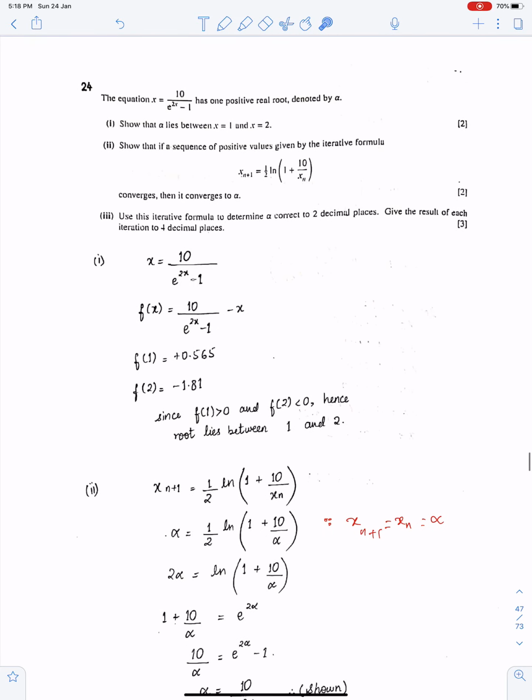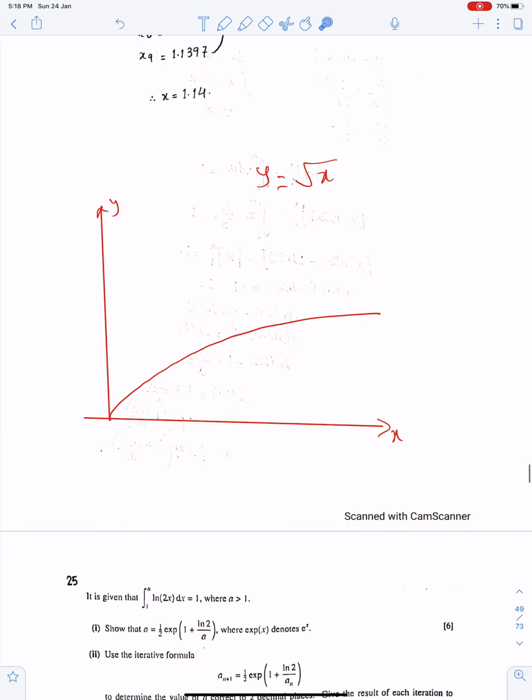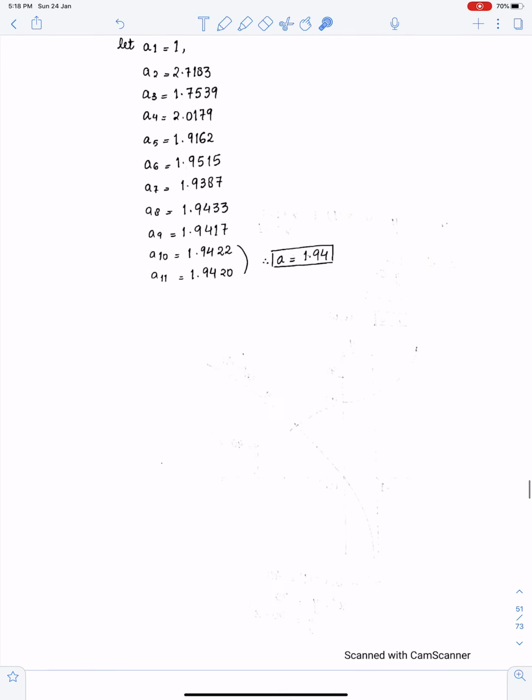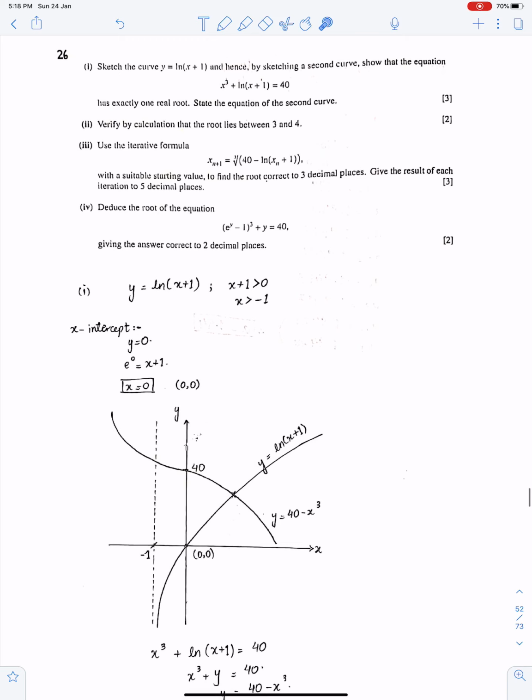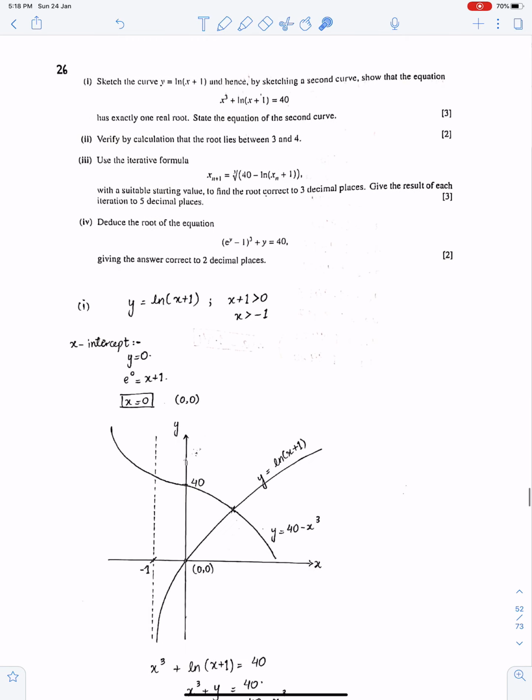Now the next question is, this is a good question, 26. Sketch the graph y is equal to ln x plus 1 and show that the equation has just one real solution. By making ln x plus 1 from this equation the subject, we have this equation.